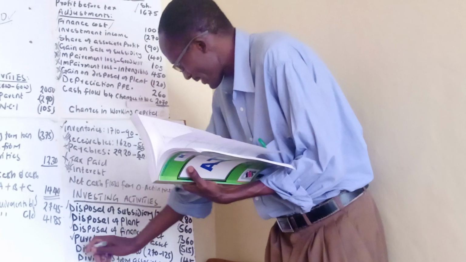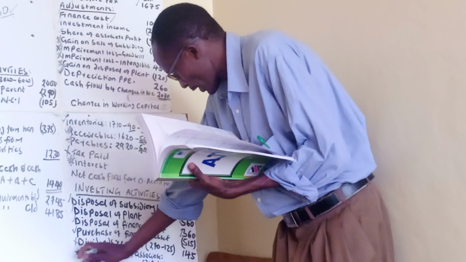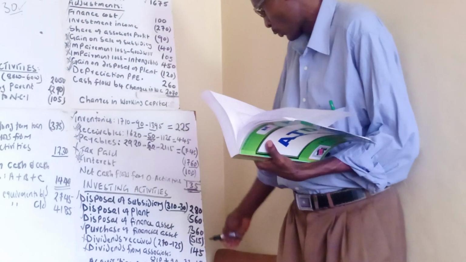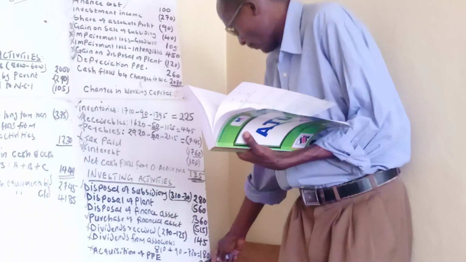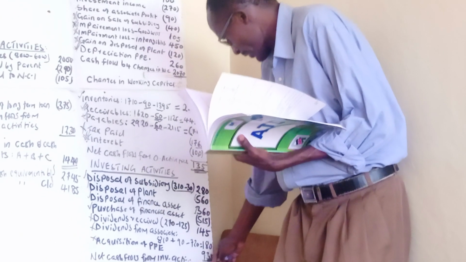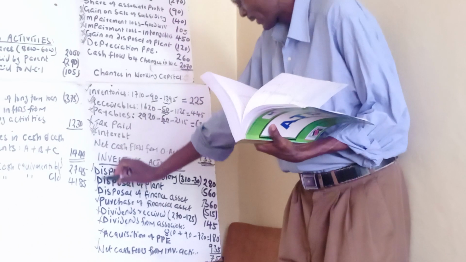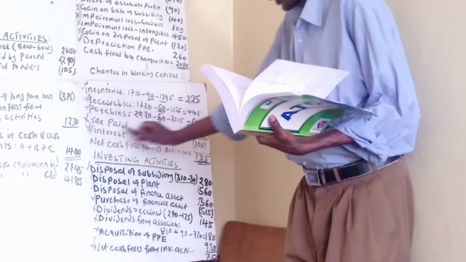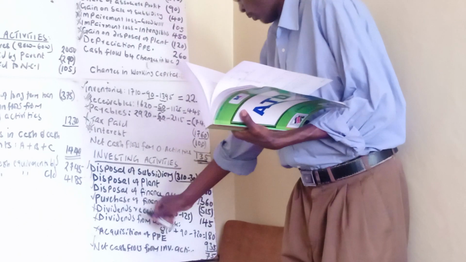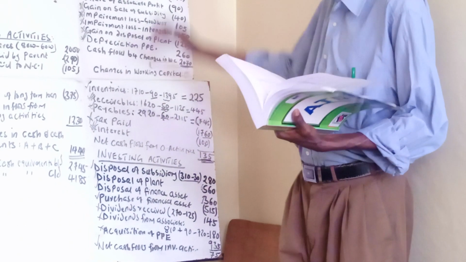Now, dividends received, I'll show you the calculation for that. Dividends from associates, I'll show you the calculation, was 145. Then acquisition of PPE, 935. This is in the workings, 935. Then finally, when you adjust these figures, investing activities, finally the answer is 75. So the net cash inflow from investing activities is 75. For operating it is 105. Now, the last item is financing activities.